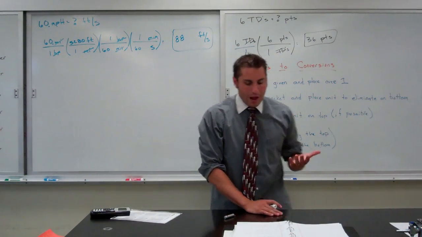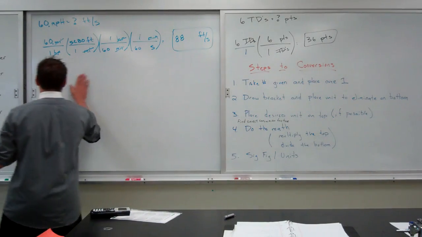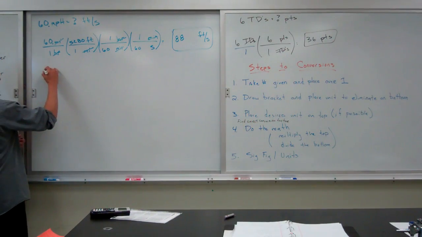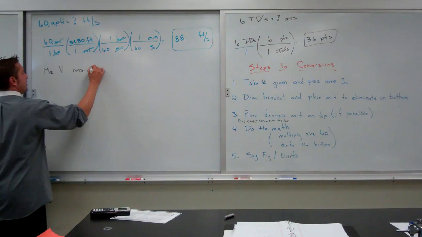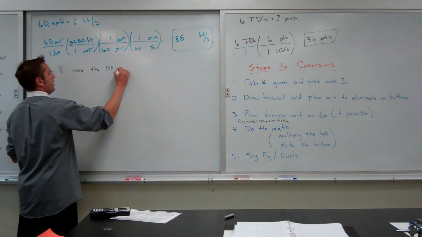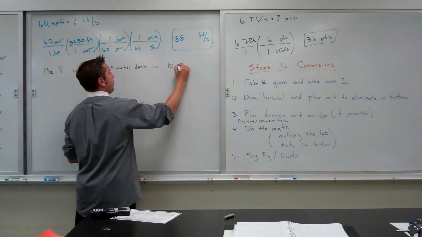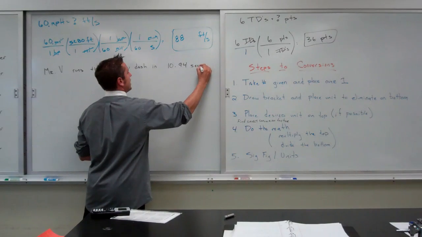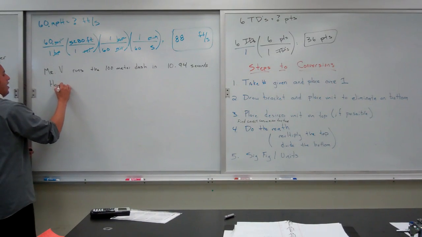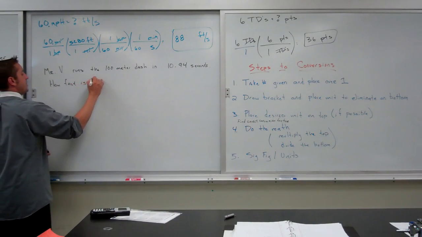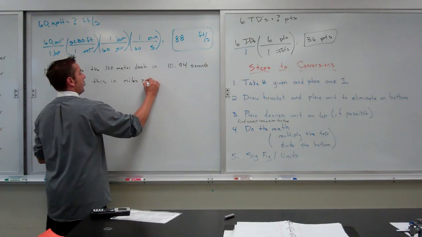One last example to wrap things up. Could be something in word problem fashion. I always like to throw one in here so you're comfortable with seeing it. So something like this. Mr. V runs the 100 meter dash in 10.94 seconds. How fast is this in miles per hour?